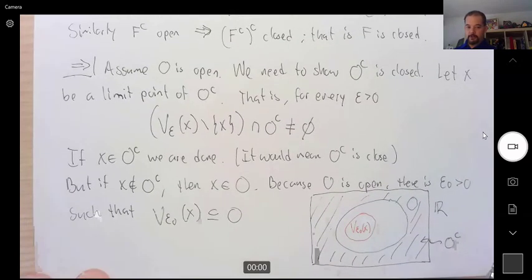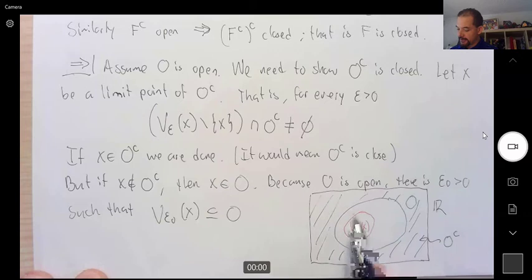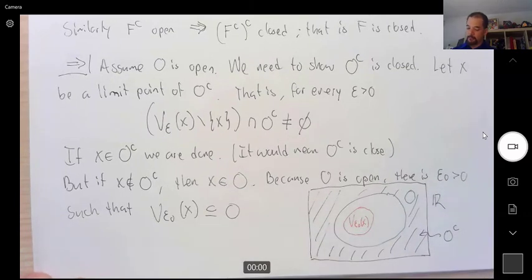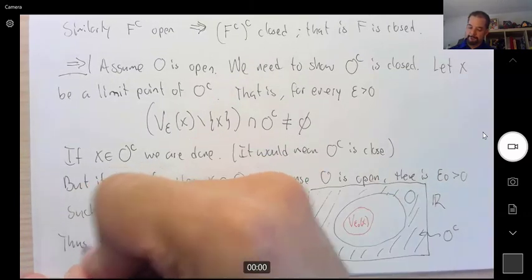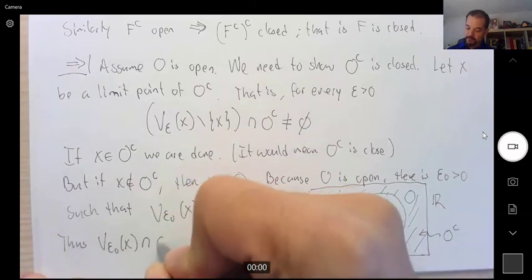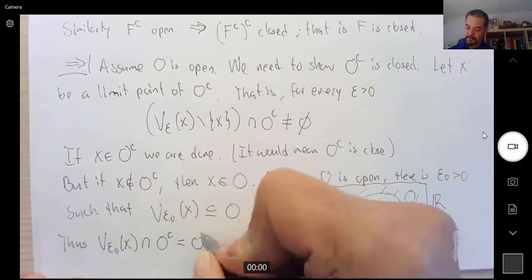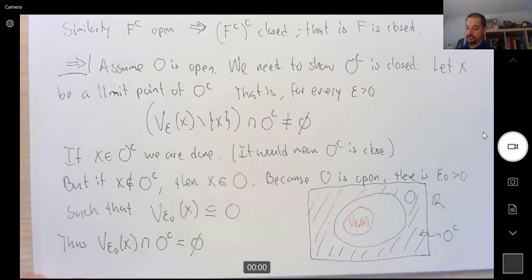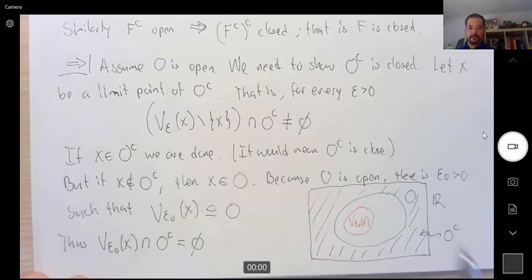Correct? Because my neighborhood is inside O, it's not in O complement. So this epsilon zero neighborhood, when I intersect it with O complement, I get empty. And that bothers me because that's a contradiction.